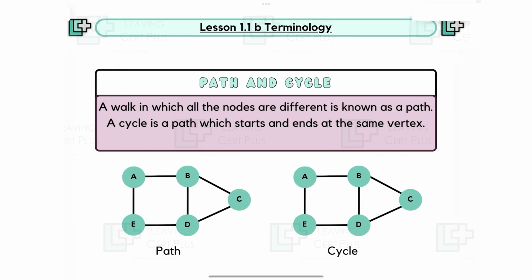A walk in which all the nodes are different is known as a path. So a path could be from A to B, B to C, C to D, and D to F. That's a path. It's a walk where all my nodes are different. But we call it a cycle if the path starts and ends at the same vertex. So if I started at A and I went to B, C, D, E, and then back around to A, I call that a cycle. Cycles are going to be very important later on when we get to our algorithm section.